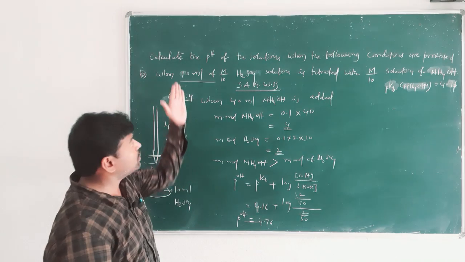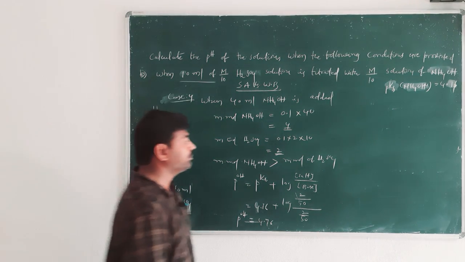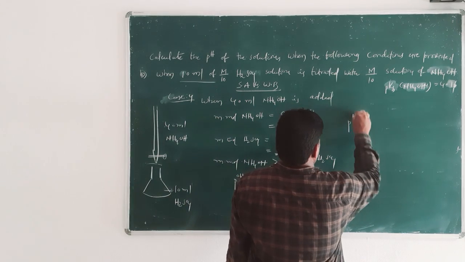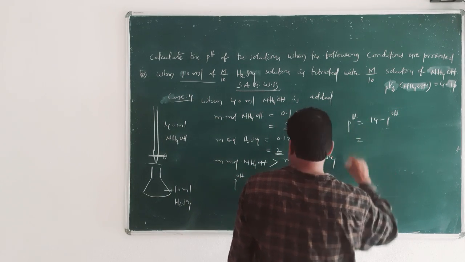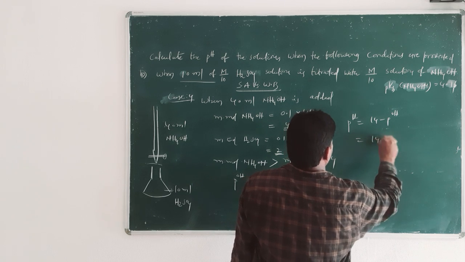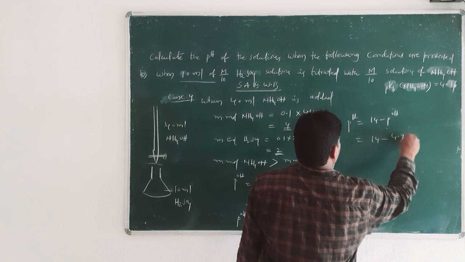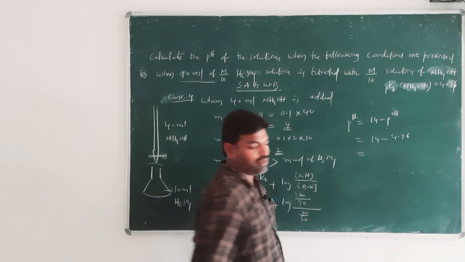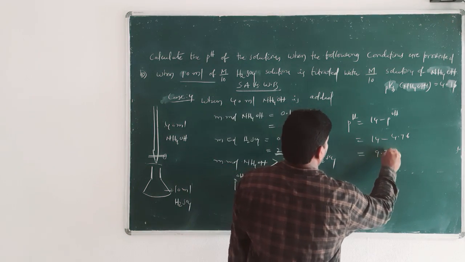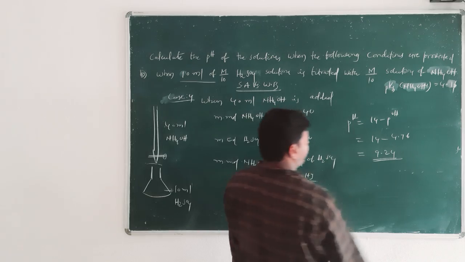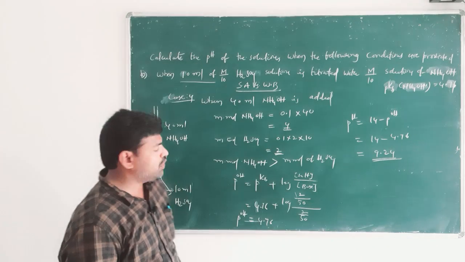But what did they ask to calculate? They asked to calculate the pH. So, pH is equal to 14 minus pOH. So, 14 minus 4.76 comes out to be 9.24. So, the pH of the resulting solution is 9.24.